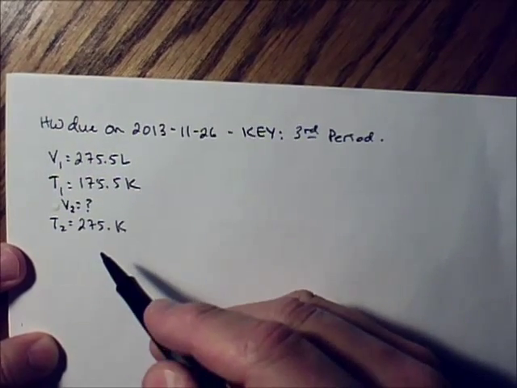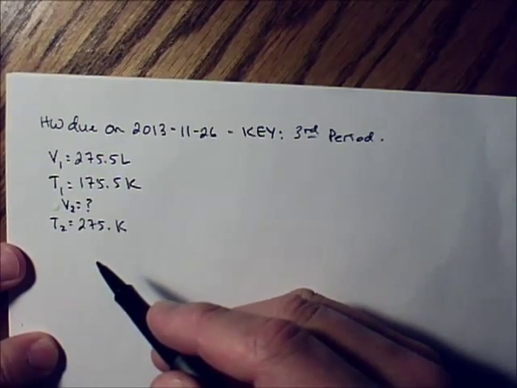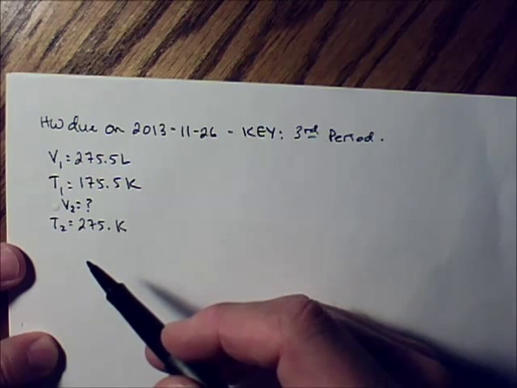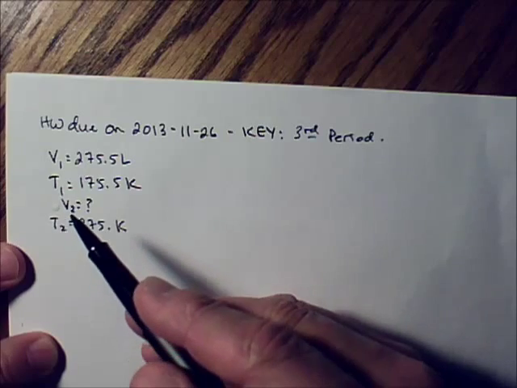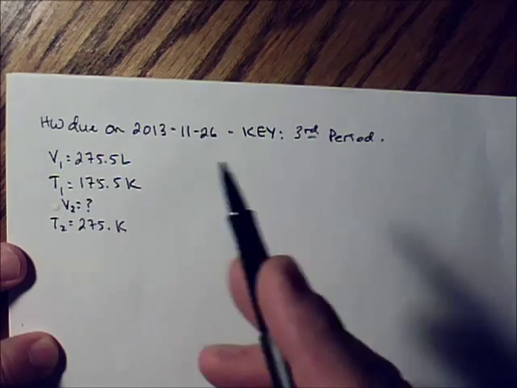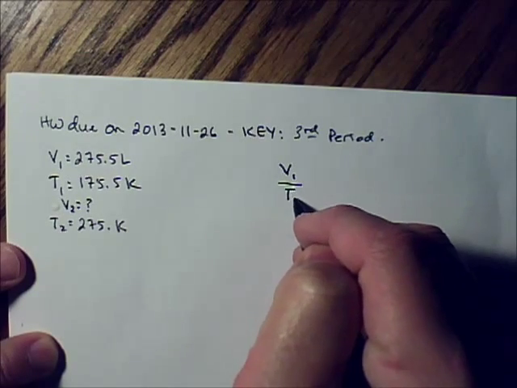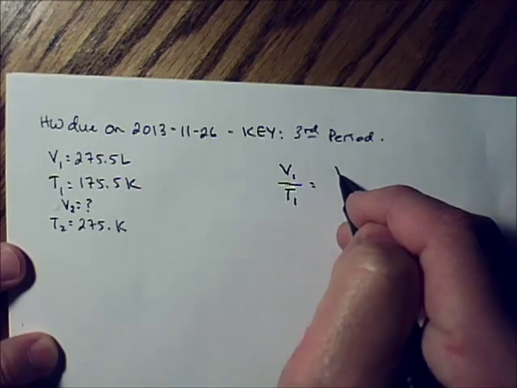So, by making this list of knowns and unknowns, it makes it easy for us to figure out which equation to use. All we got to do is find the equation that has these variables in it. The equation that has these variables in it is the most practical form of Charles' law that we use.